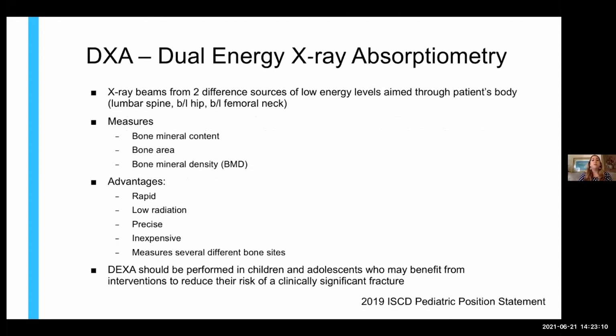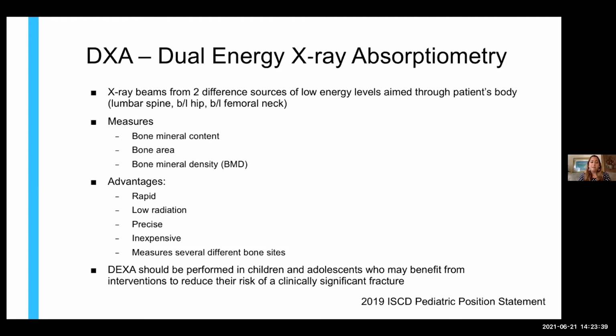So the imaging that we use to define low bone density is a DEXA scan. This is dual energy X-ray absorptiometry. This is X-ray beams from 2 different sources that are aimed through the patient's body. And what we do in pediatrics is look at the lumbar spine, looking at the left and right hip, and the left and right femoral neck. So you get measurements of bone mineral content, bone area, and the most important thing that we focus on is bone mineral density. There are many advantages to doing this study.